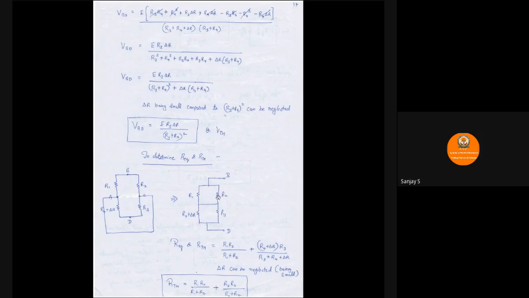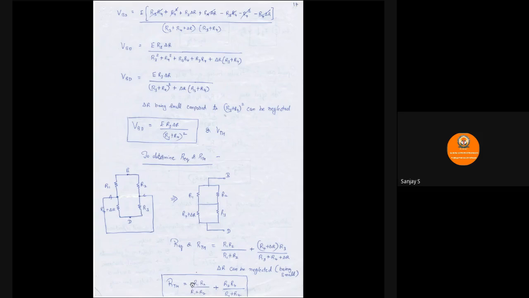When R1 and R2 are in parallel, the equivalent resistance is R1 R2 by R1 plus R2. Here R3 and R4 plus delta R are in parallel, so R3 multiplied by R4 plus delta R, divided by R3 plus R4 plus delta R. That will be the equivalent resistance. Both the equivalent resistances will appear in series, so the sum of these two will give me the equivalent resistance, which is nothing but RTH.